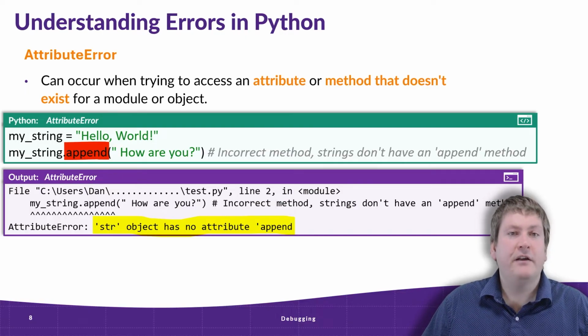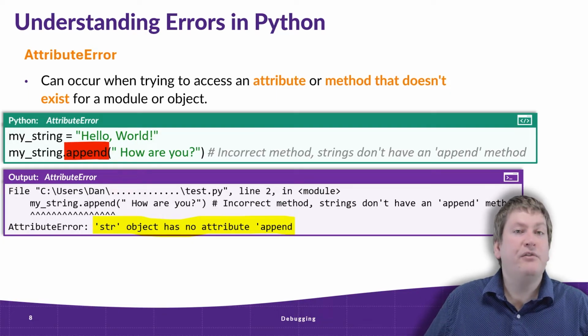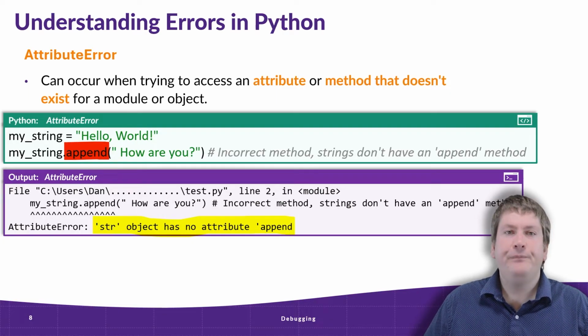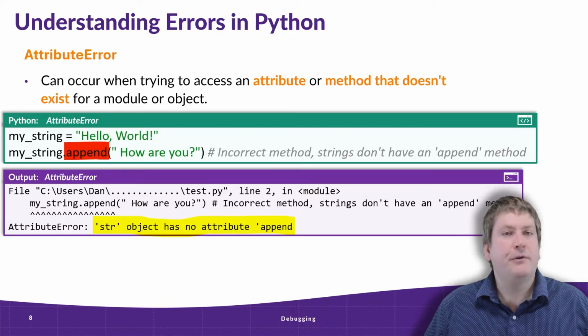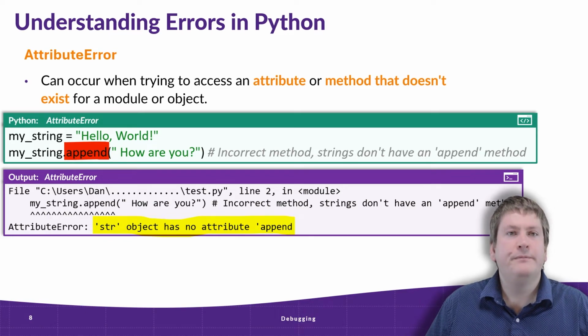Remember, strings in Python are immutable. So there's no method to add to a string, because all you can do is create a new string with the text added. So instead of saying myString.append, we'd have to say myString plus equals how are you. We'd have to create a new string with that text added to it. So it's always important to make sure that you have your method names correct. And when you get an attribute error, it's probably referring to you getting a method name incorrect.